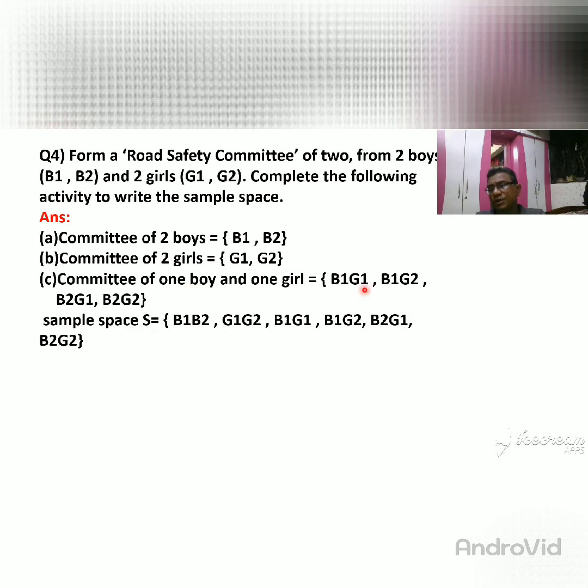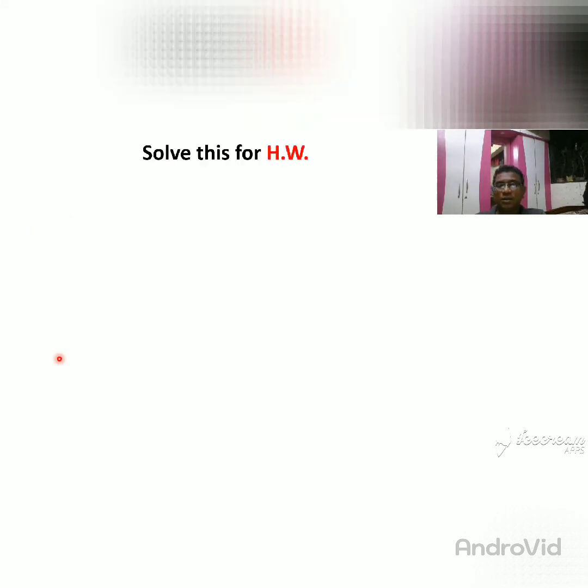But when you write the sample space, you write all the possibilities. In the sample space, we write the purely boys committee, B1 and B2. Then the purely girls committee, G1 and G2. And then the boys and girls committees together: B1 G1, B1 G2, B2 G1 and B2 G2. Any doubts, anyone?